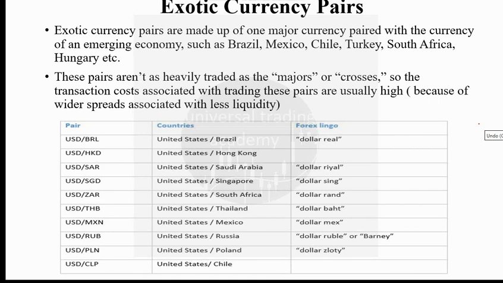So I think this concludes the lesson about currency pairs. Just make sure that you write everything down, revise it, and see if it really makes sense to you, and then we will continue with the next lesson.